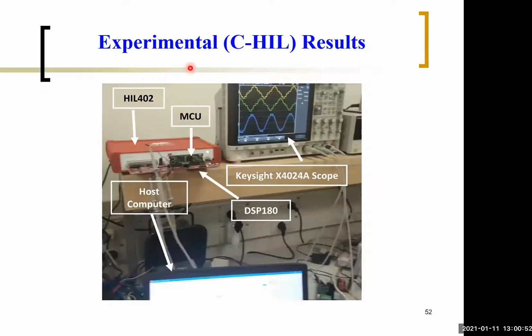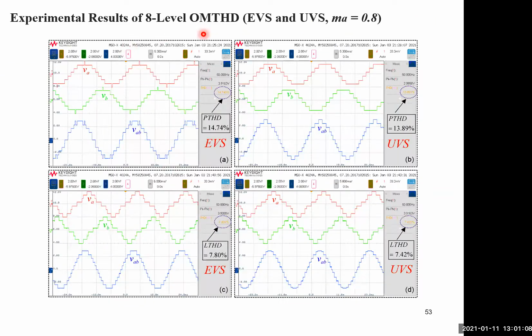Now, quickly, experimental results were based on controller hardware in the loop. So here we have the setup, this is the scope, this is the host computer. We have the HIL 402 Typhoon HIL, the MCU, Delfino Texas Instruments, and the DSP host card. And these are results for 8-level with the modulation depth set to 0.8, EVS and UVS. As you can see, the measured THD does follow the theoretical result. We have UVS lower than EVS. This is for phase voltage THD, and this is for line voltage, the EVS and UVS.